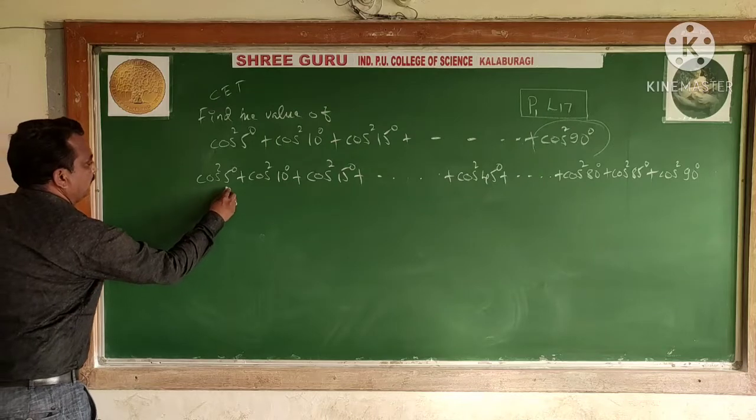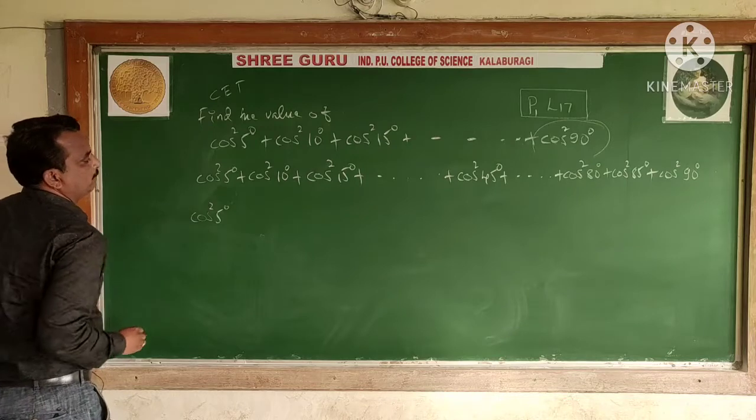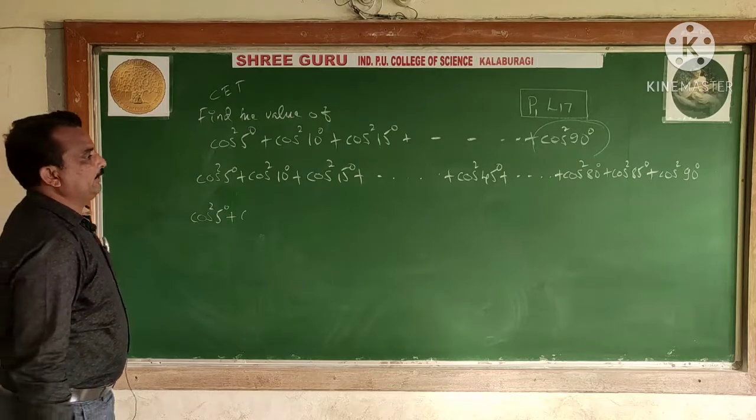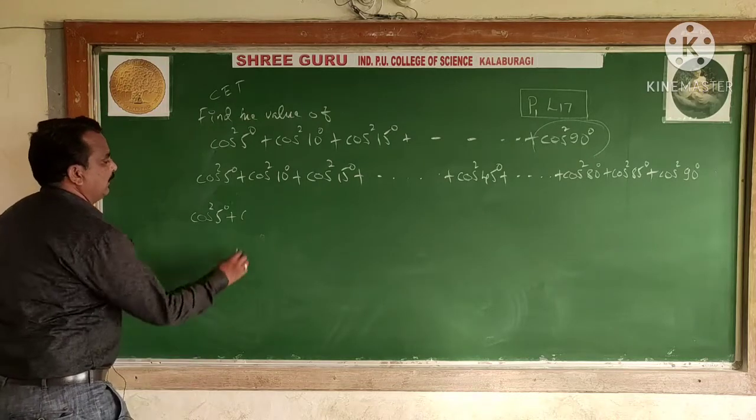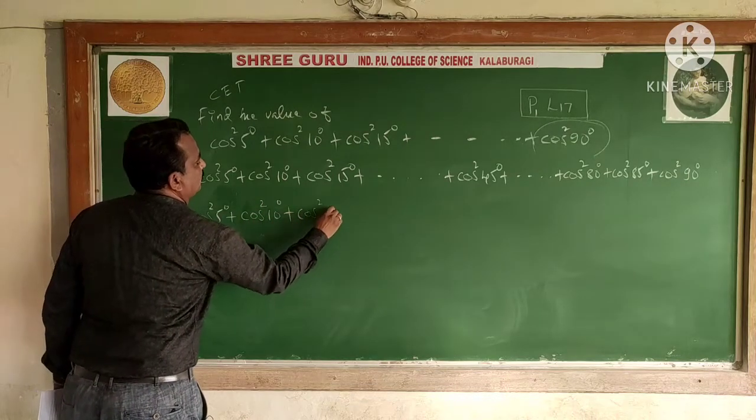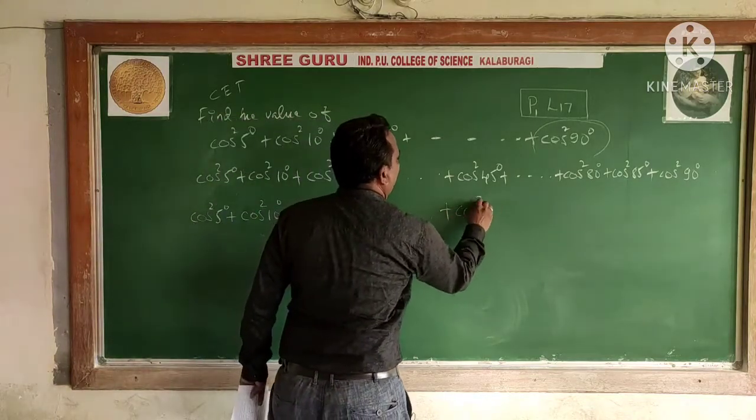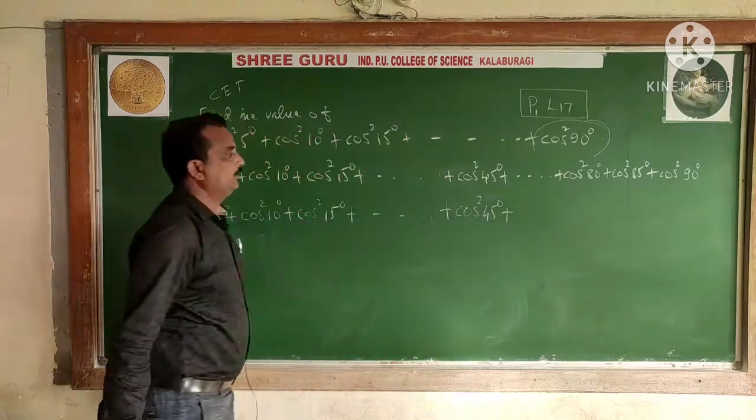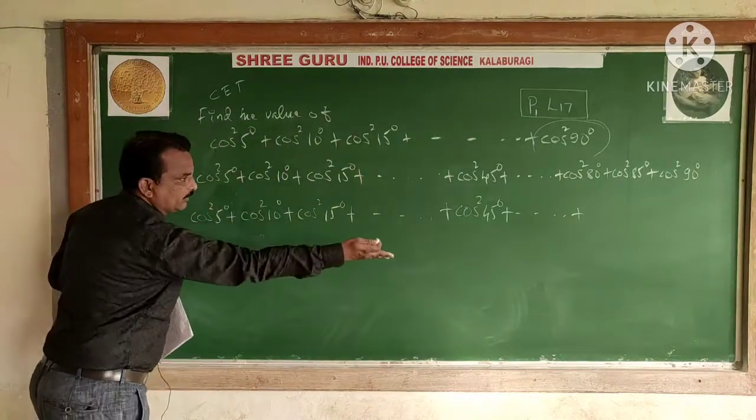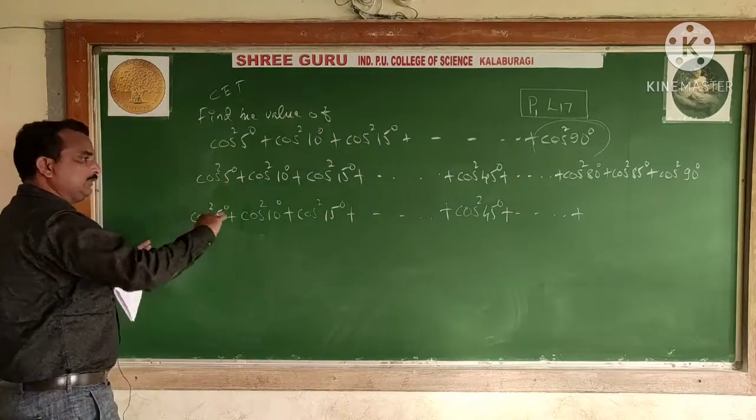See this one, I will write cos square of 5 plus cos square of 10 degree, cos square of 15 degree, plus cos square of 45 degree, up to remain as it is. Here you can convert the terms from 50 onwards in terms of 80, 5, 10, or you convert those terms in terms of these.